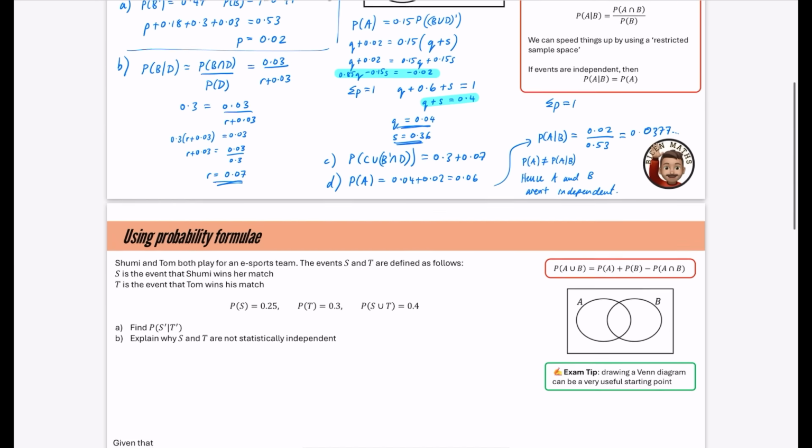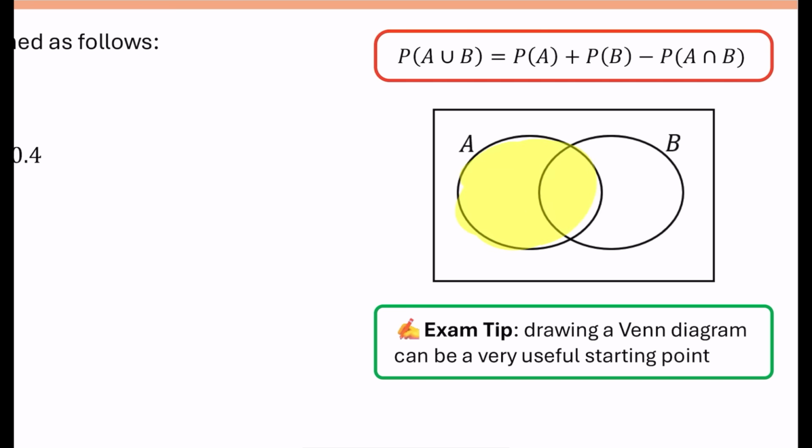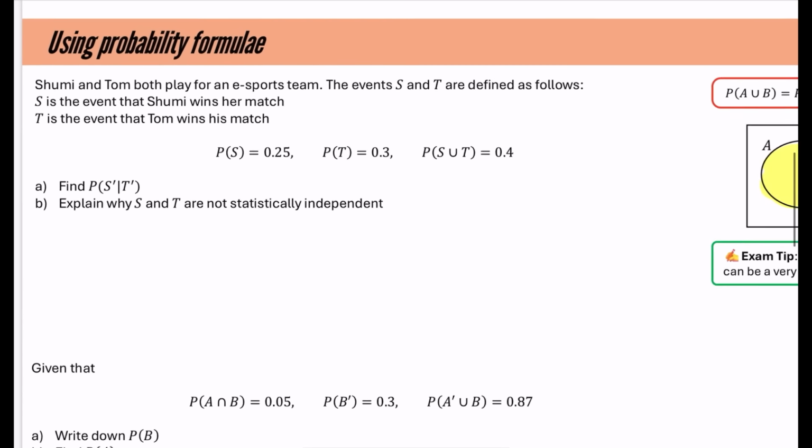So the probability of A union B is the probability of A plus the probability of B. But because this part we've just shaded twice, we need to subtract the probability of A intersection B so that we don't have it overlapping, so that we only have it being shaded once rather than twice. And my exam tip here is that drawing a Venn diagram can be a very useful starting point because just using the formulae can be pretty abstract.